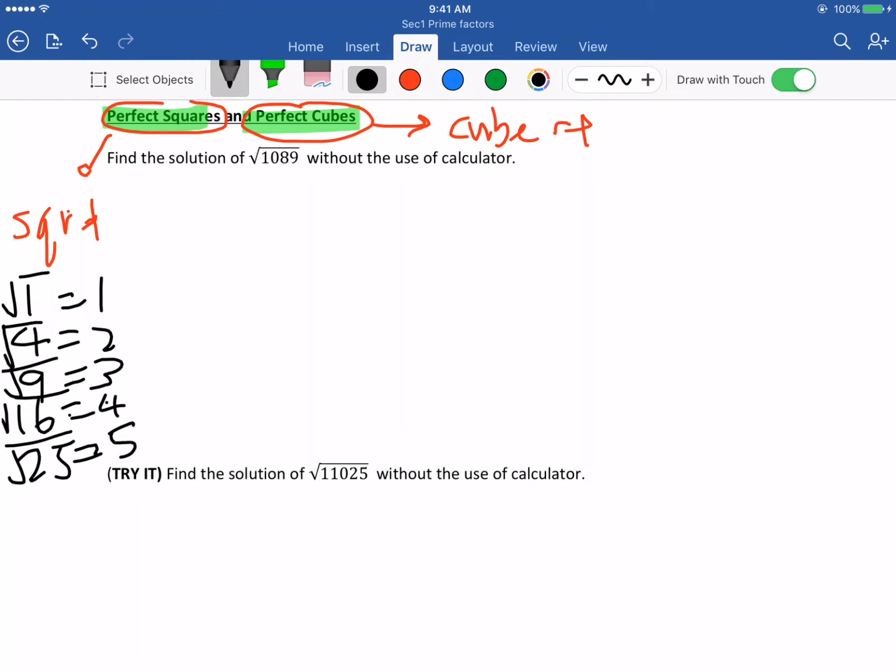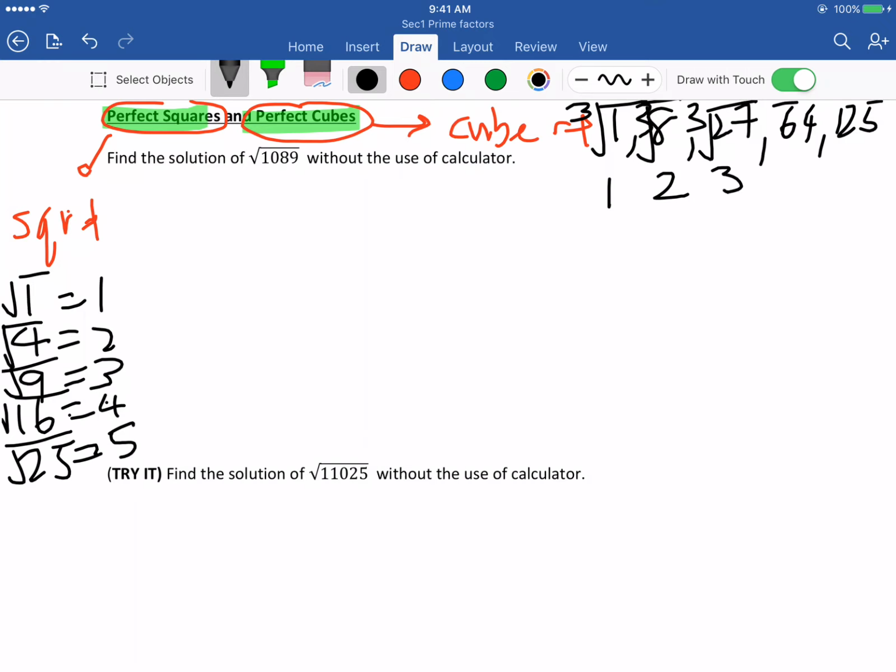How about perfect cubes? The examples are 1, 8, 27, 64, and 125, and so on and so forth. Why? If you take the cube root of 1, it's still 1. The cube root of 8 is 2. The cube root of 27 is 3. The cube root of 64 is 4. The cube root of 125 is 5.